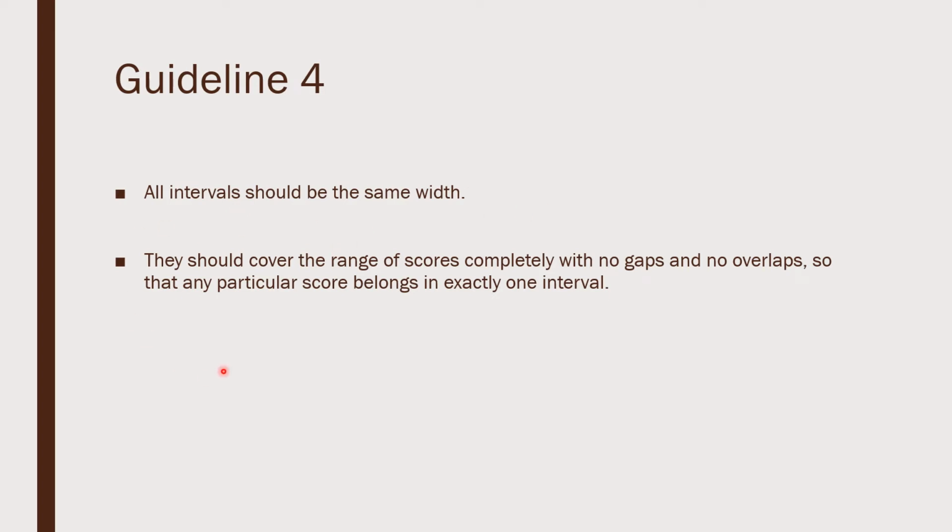So this is something that we already know. This is also something that we saw in the previous table. So if the class intervals, let's say we have 10 class intervals, if the first class interval, the one that's at the bottom, has let's say a width of 5, the next class interval should also have a width of 5. You cannot have the width of 5 for the bottom one and then 4 for another and then 3 for another, especially when we're looking at the same table. So if you decide on a particular width value, then we stick to that for the entire table, right? So they should cover the range of scores completely with no gaps and no overlap, so that any particular score belongs in exactly one interval.